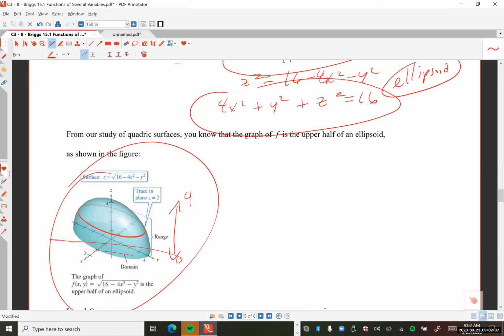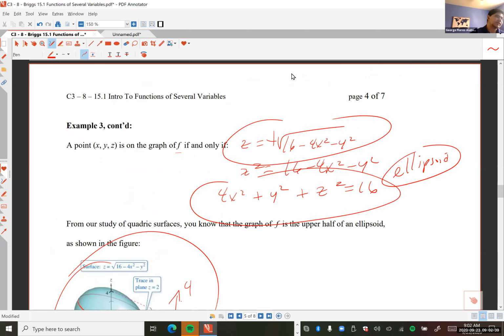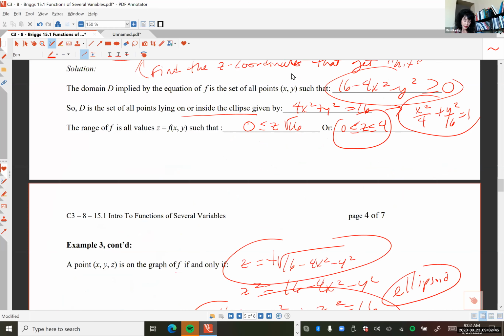All right, anybody else? Why was z less than or equal to 4 in that example? Why is that the case? Okay, so look at the original equation right here, George. Can you see my screen okay? Yes. Okay, now let's think about that square root.